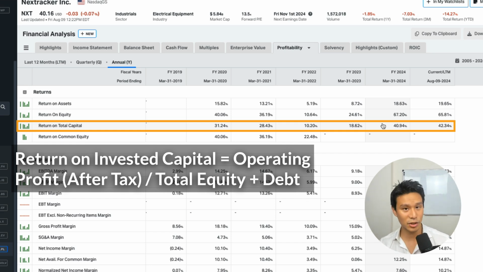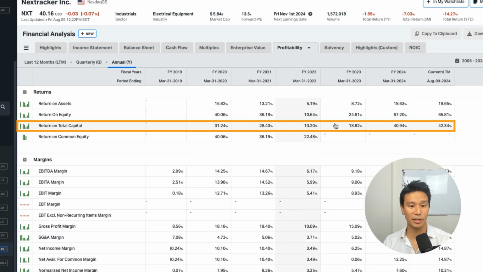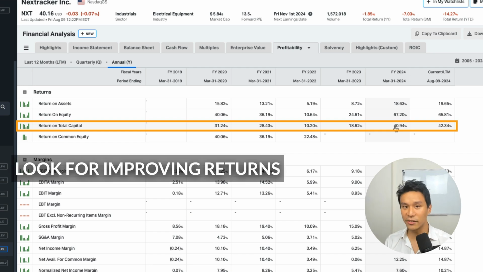So that represents the returns that the business is generating for all investors. I tend to like to use return on invested capital, so I'm going to look at return on total capital here, because that represents returns as a whole for the business on its capital as a whole. And I want to see it, one, positive, and I want to see it showing signs of improvement, because that means the company is generating positive returns for its investors on using capital.